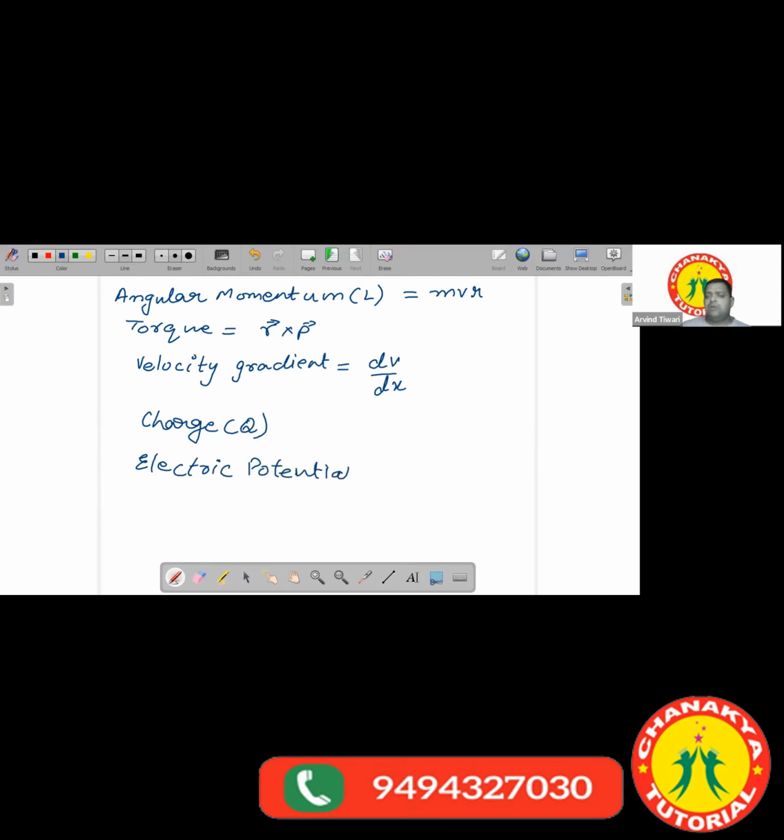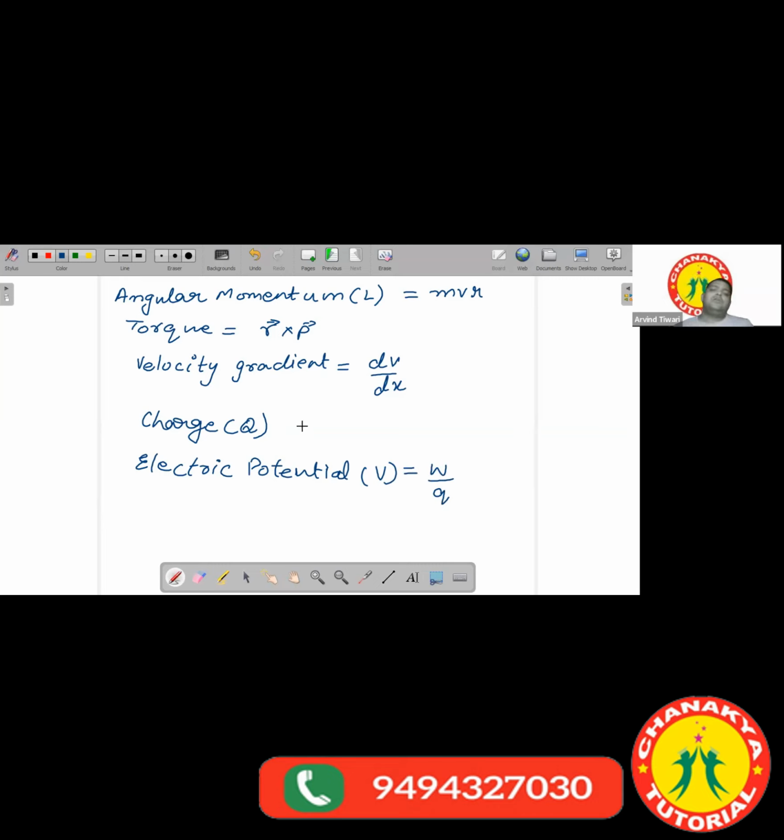So we will try one by one. Electric potential denoted by the symbol V. As you have studied in class 10, can you tell the formula of electric potential? Does anyone remember the formula of electric potential? No, it's not IR. Electric potential is W over Q, work done per unit charge.